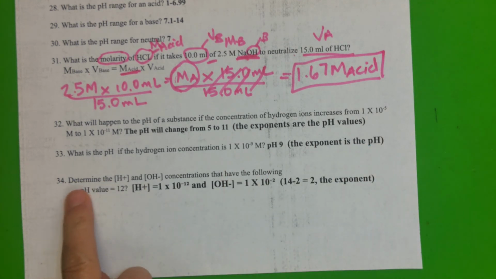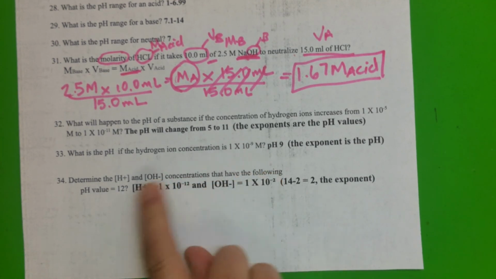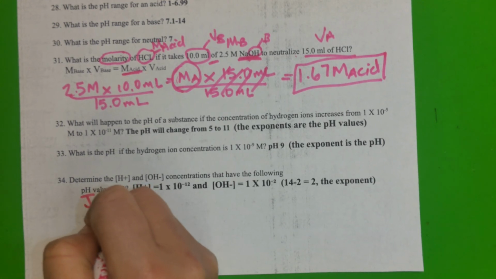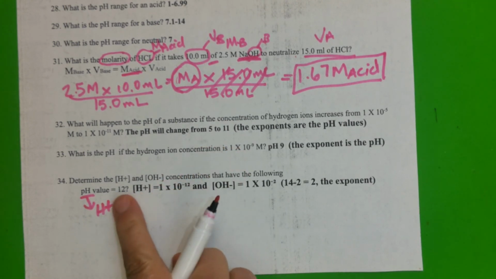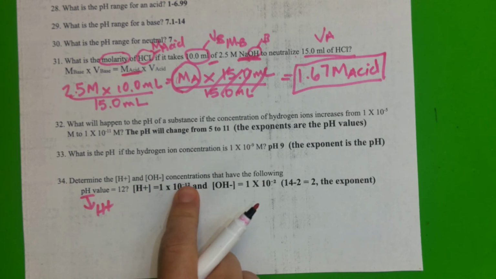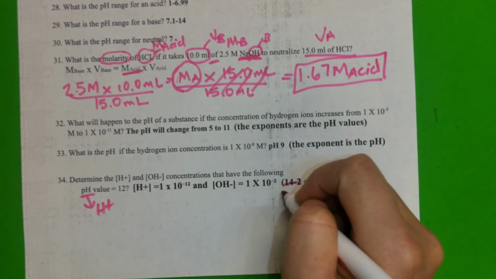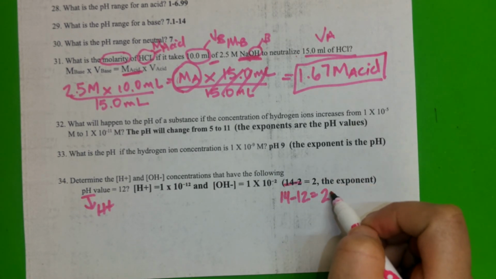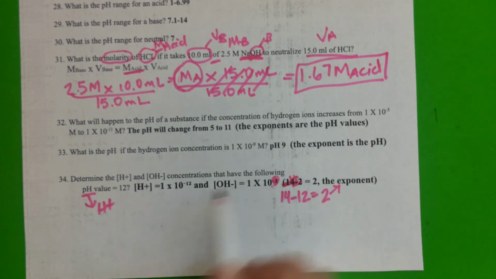Number 34, determine the hydrogen ion and hydroxide ion concentrations that have a pH value of 12. For hydrogen, that's easy because this is pH, meaning H plus ions. All you have to do is the same thing as here, 1 times 10, but you use the negative 12 as your exponent. And for the OH, all you have to do is 14. Again, there's another typo here. So it's 14 minus 12 equals 2. The 2 is the exponent, which is right here. Sorry about the typo. But anyways, that is your answer for that one.